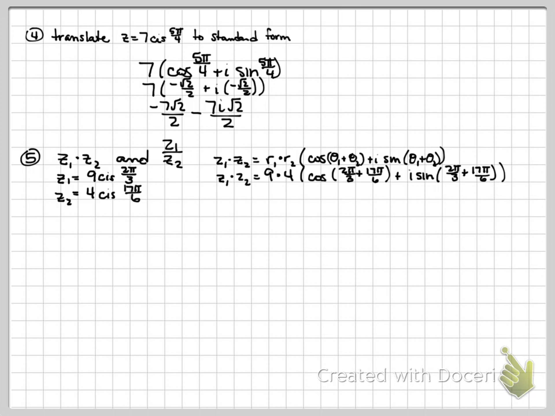Okay, so all we have to do is multiply the 2 out in front. So 9 times 4 is 36. And now we have to add our two thetas together. So get a common denominator. Common denominator would be 6, so I'm going to multiply the first one by 2, and I get 4 pi over 6 plus 17 pi over 6.